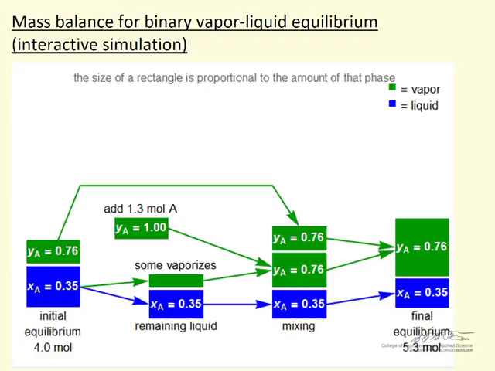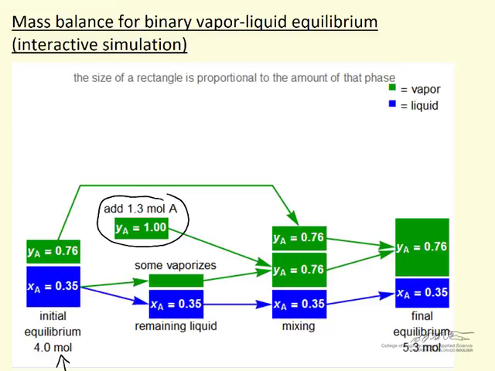The objective of this simulation is to try and make mass balances more visual for the case where we start out with a single component in vapor-liquid equilibrium. So that's what's represented here on the left. The mole fractions of liquid phase 0.35, vapor phase 0.76. And what we're going to do in this case is add just component A to the system.